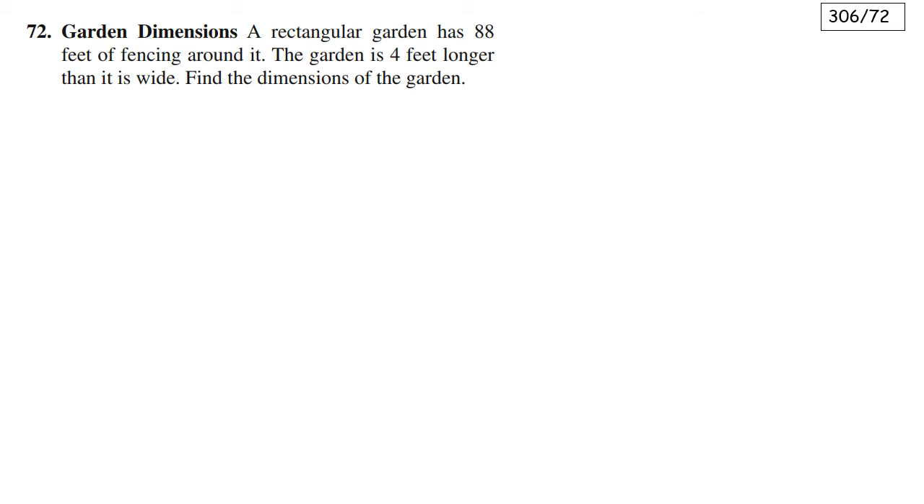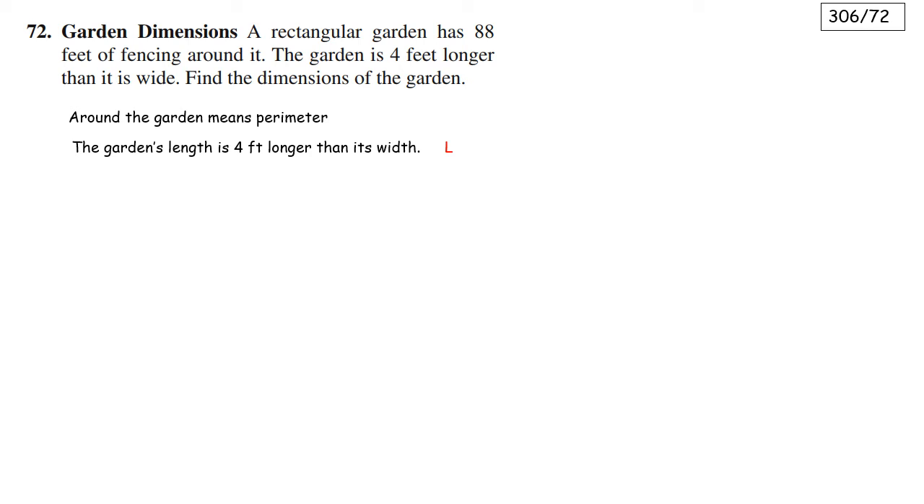Problem 72 on page 306. A rectangular garden has 88 feet of fencing around it. The garden is 4 feet longer than it is wide. Find the dimensions of the garden. Around the garden means perimeter. And then the garden's length is 4 feet longer than its width.